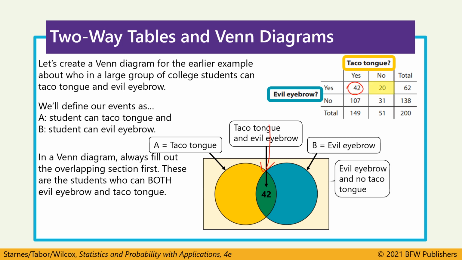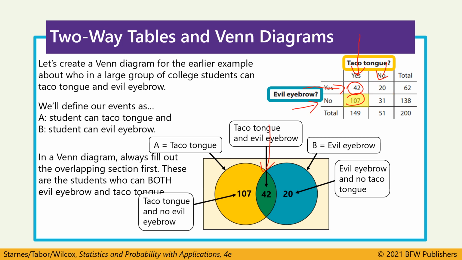So evil eyebrow and no taco tongue is the 20. All right, in the yellow circle are the students that could yes taco tongue and no evil eyebrow. Is that 107? And the only thing remaining is the people who could do neither. And that's going to go outside of our circles there. All right, that 31 completes the sample space. So the total adds up to 100%.